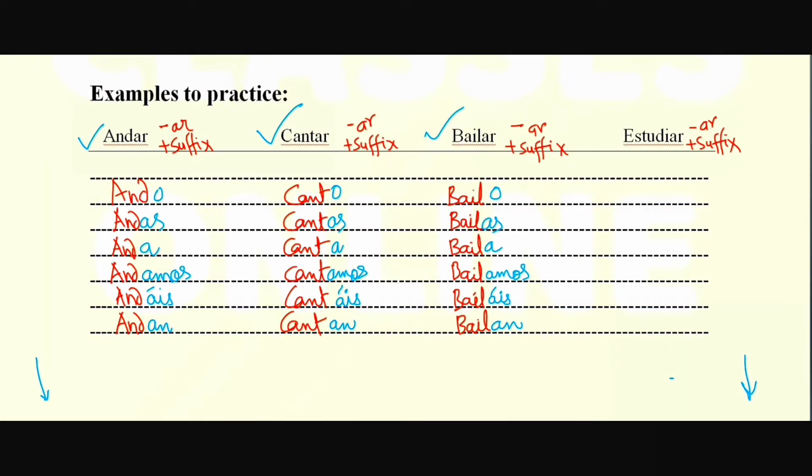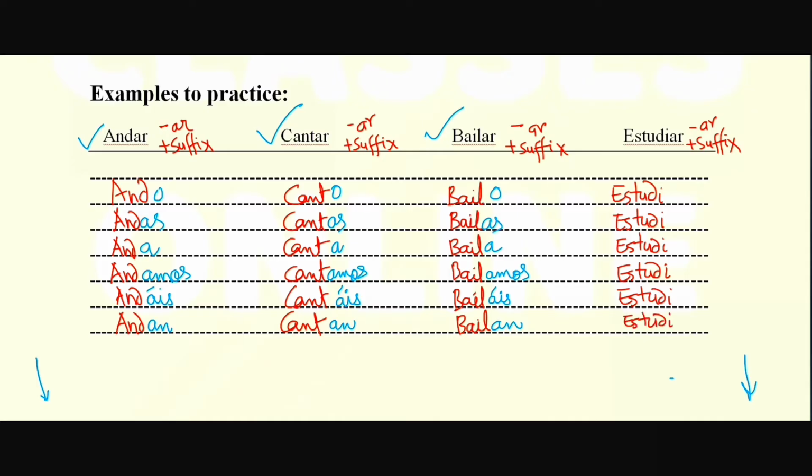I think you have memorized all suffixes till now. Write root word estudi, estudi, estudi, estudi, estudi. This is the root word of the verb estudiar.